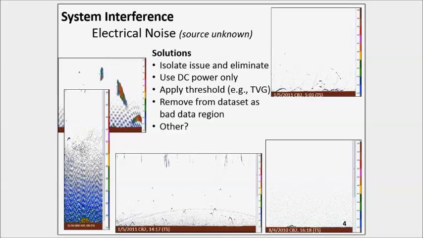In terms of other system interference, many of you have probably dealt with electrical noise or noise in the environment that is difficult to isolate. If you can isolate it and eliminate it, great. Sometimes that involves using only DC power to power your units, and some of you are using only DC power anyway. We have interference from boat electricity or the power on the boat and other things that we deal with. Sometimes applying a threshold works to pull out the noise, and sometimes we remove whole sets of data from the data sets. Again, we can come back to this. These are just some examples of what some of the electrical noise has looked like in some of the data we've collected.